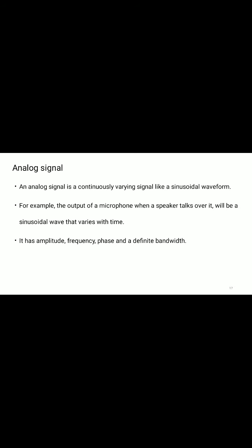An analog signal is nothing but a continuously varying signal like a sinusoidal waveform. For example, the output of a microphone, when a speaker talks over it, is a sinusoidal wave that varies with time. It has an amplitude, frequency, phase and a definite bandwidth. These are examples of analog signals, which vary continuously with time and have frequency, amplitude and time.